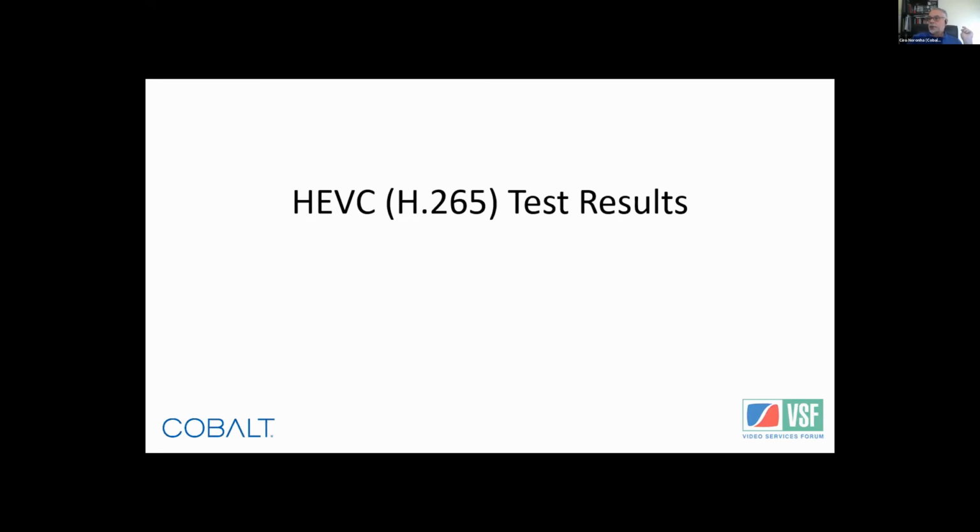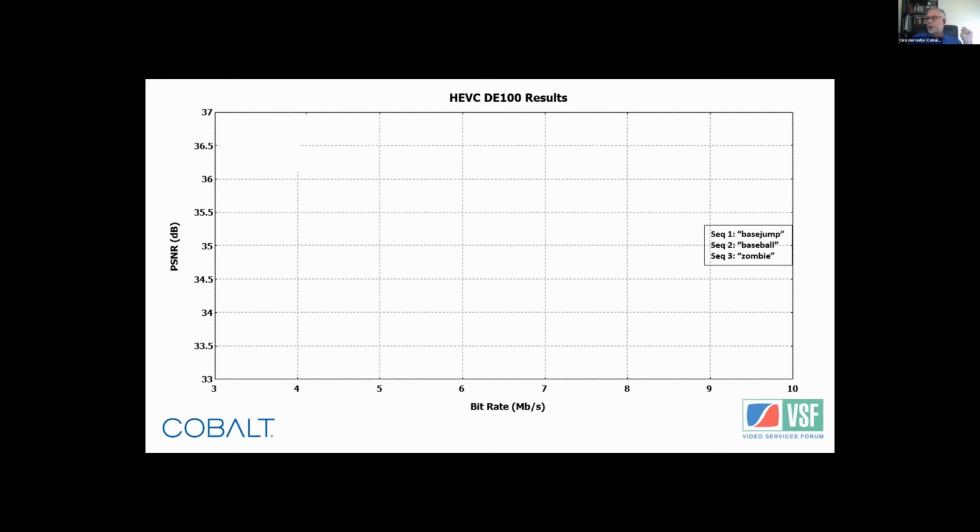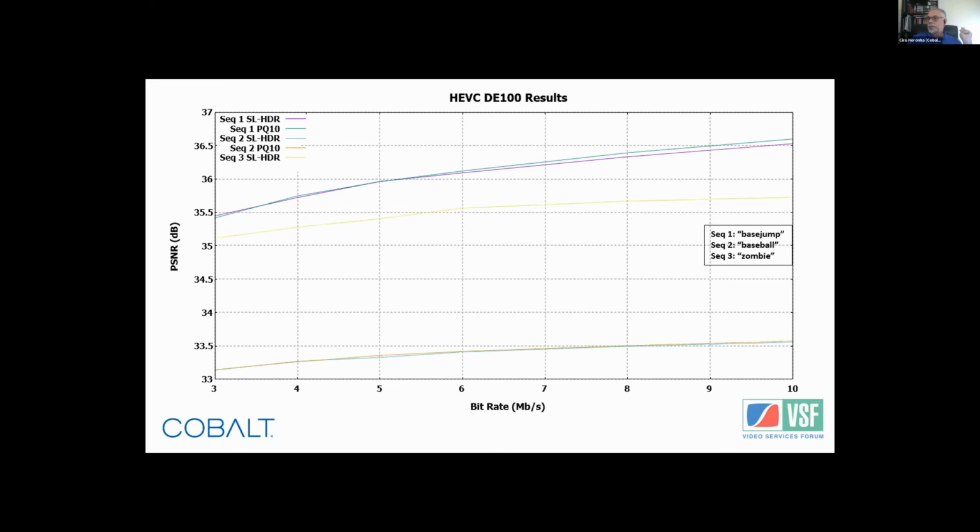264 test results, basically the same thing. Now base jump, and you see it's basically one on top of each other, and in this case the PQ10 is a little bit better. Baseball down over there, again almost on top of each other. And then the zombie sequence, and again, almost on top of each other.